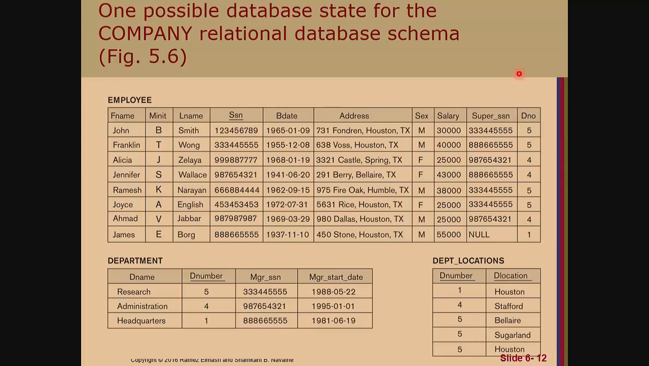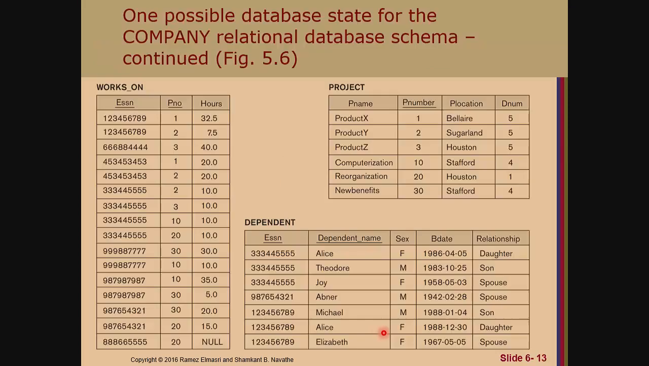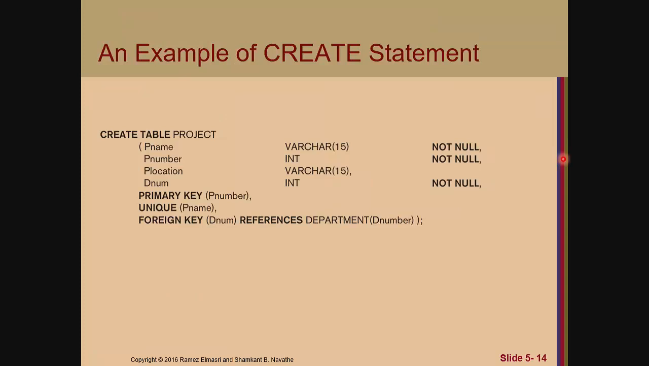If you can remember the structure of the ER diagram, you can understand the relation between the attributes and the relation tables. So we have the employee table, department location, and the other ones, works on, project and dependent. This is the example data. And when we want to create this kind of table, this shows how to create. This is the create statement for the project.